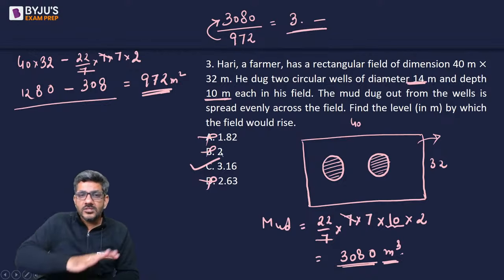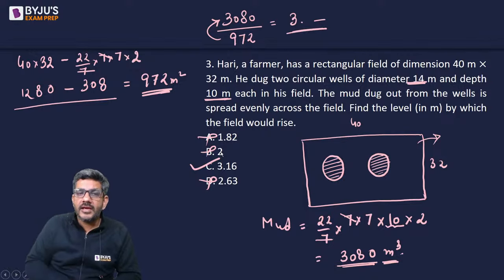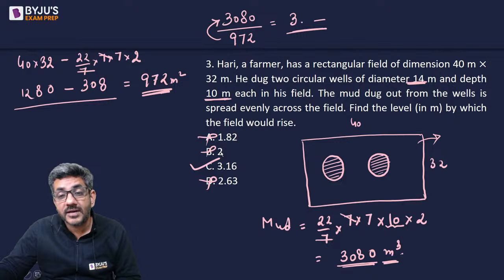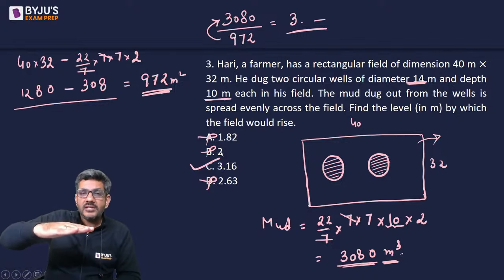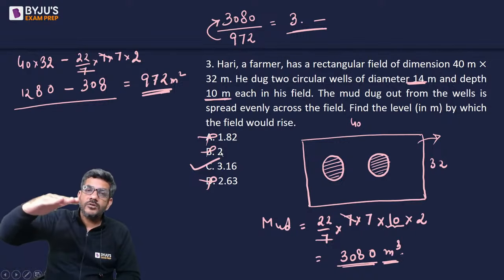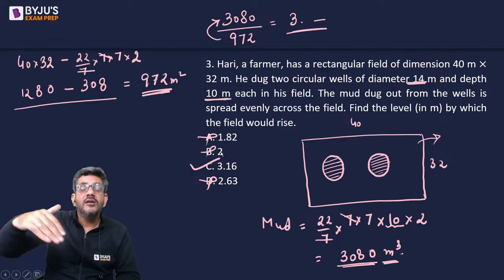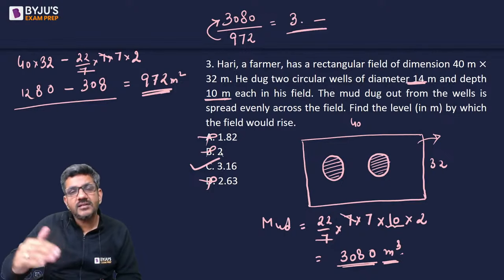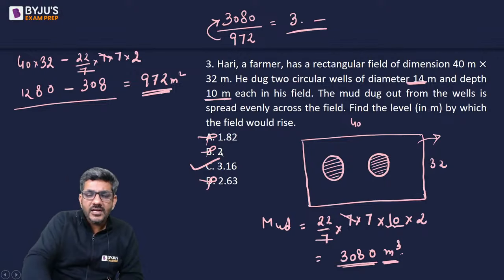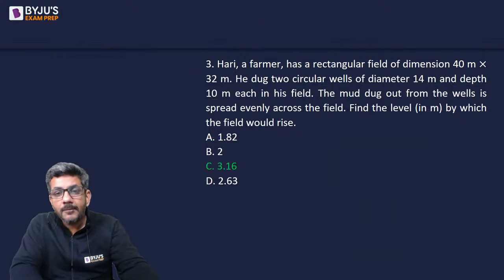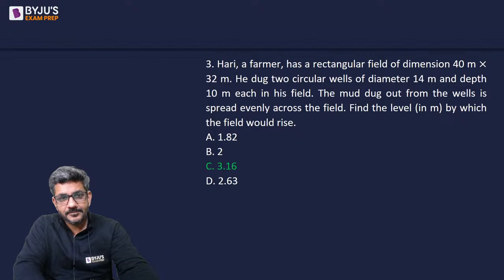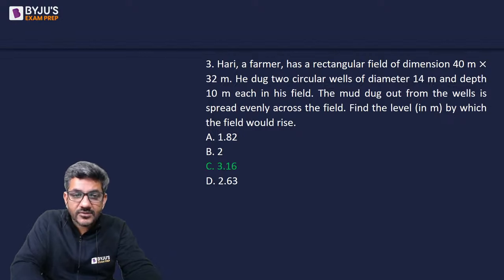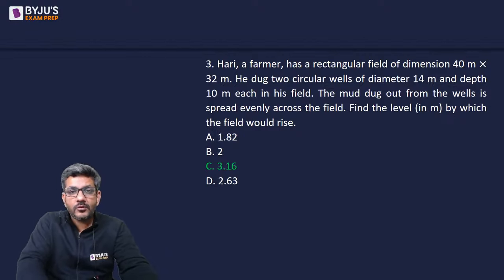Okay. This mud would be evenly spread on the remaining area of 972. So 3080 mud has to be spread over 972 area. Up to one height it will be 972, up to two height 972 into 2, up to three height 972 into 3, and above 3 height it will be 972 into 3 plus something. So by that logic we got the answer as option C, 3.16. I hope it is understood, guys. Please do let me know whenever you have a question regarding this.